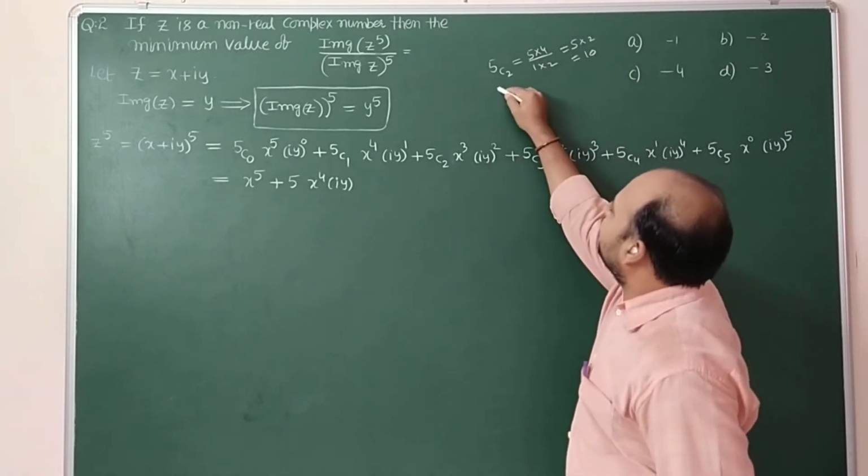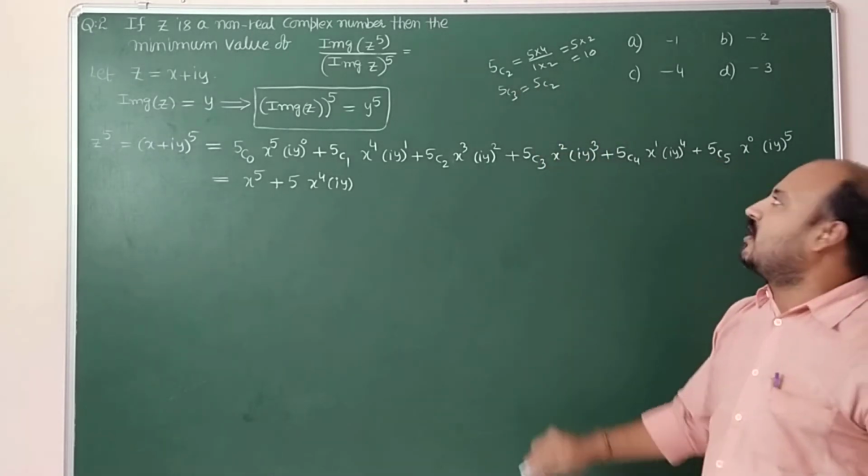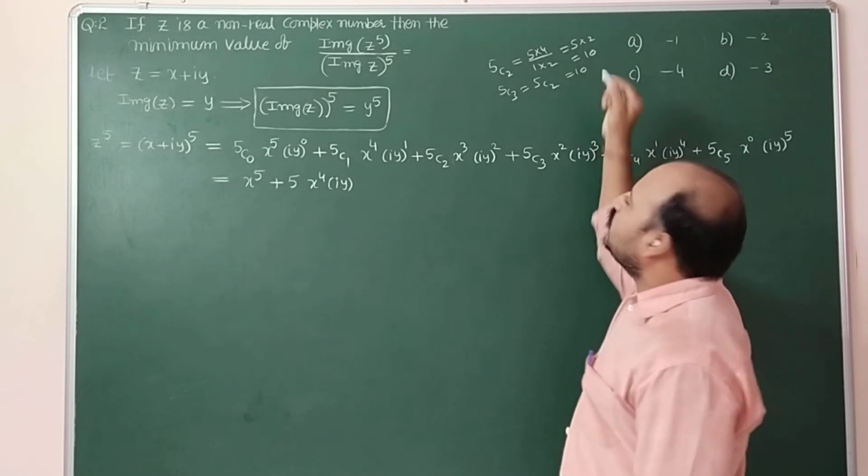So 5C2, even 5C3 also: 5C3 can be written as 5C2, since nCr equals nC(n minus r). So by using that, both are equal to 10.